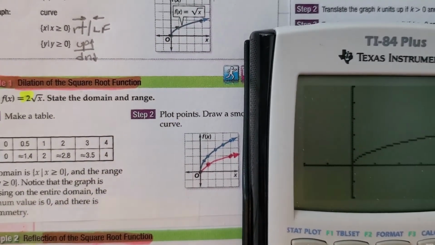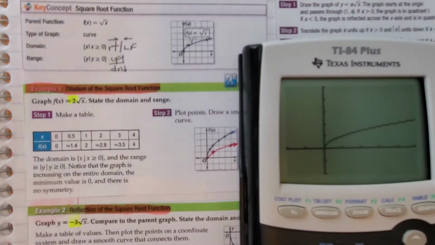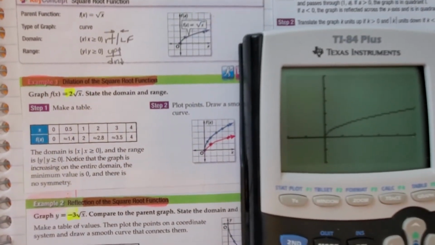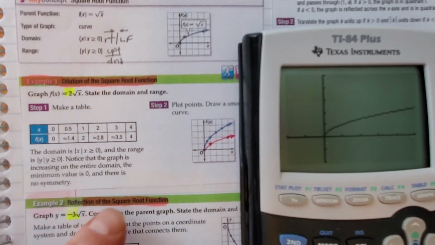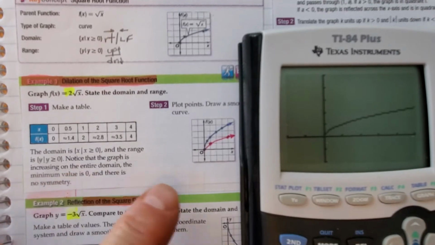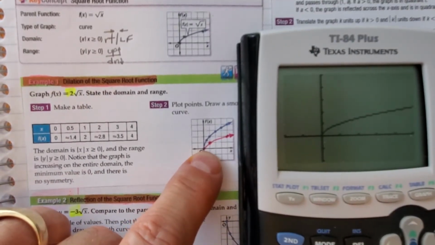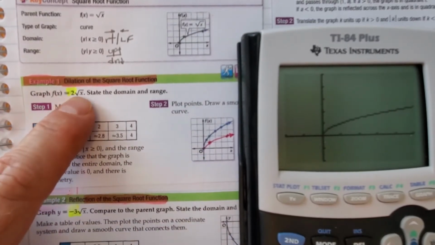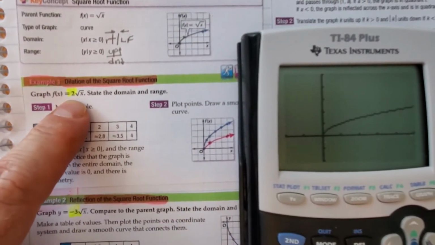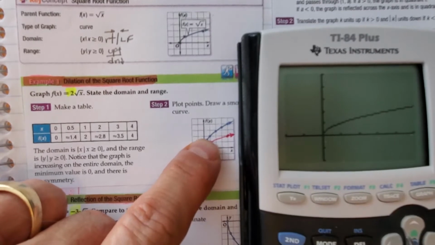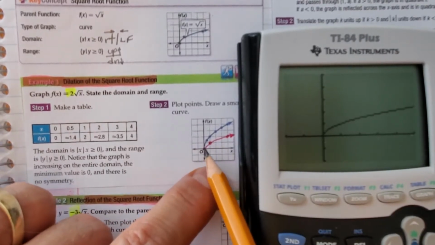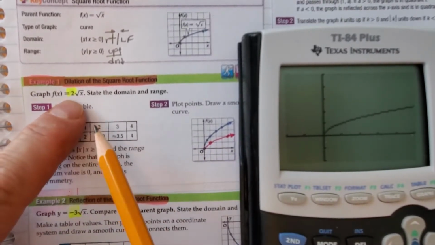So I'm going to try to move this a little bit. I can't. It's not there. That's probably the best I'm going to get. Hopefully that's clear. So what I'm looking for are values for x. 0, 0, that would be 0, 0. If I put 1 in for x, I get 2 times the square root of 1, which is 2 times 1, which is 2. So I get the point 1, 2.